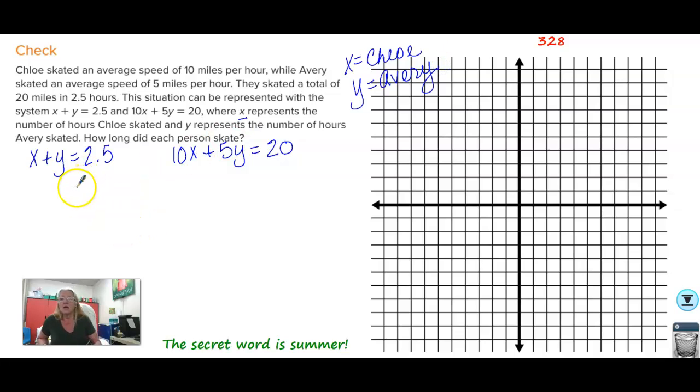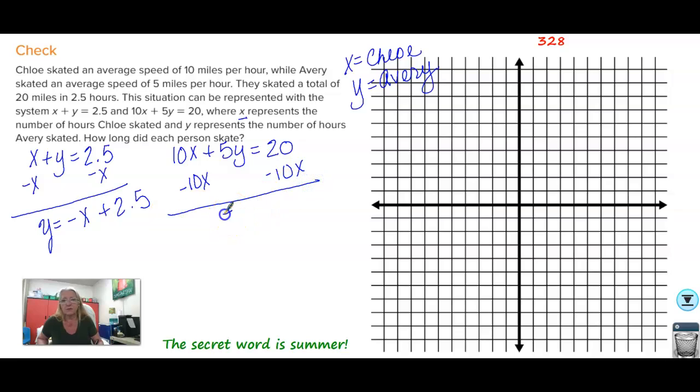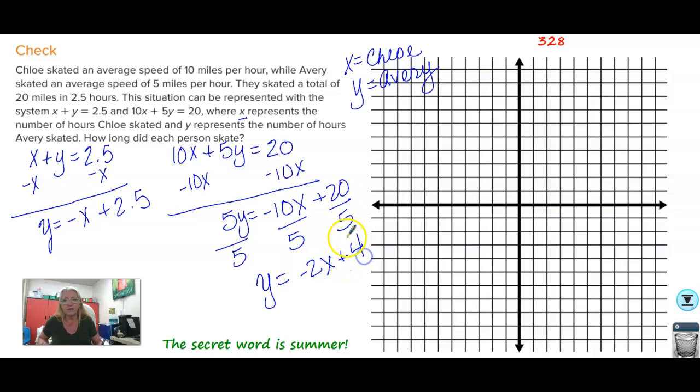Okay. So now we need to get these in slope-intercept form. Starting with this one, we'll subtract x from both sides. That gives us y equals negative x plus 2.5. And this one, we need to get rid of this 10x, so we subtract 10x from both sides. And that gives me 5y equals negative 10x plus 20. Now we have to divide each term by 5, which gives me y is equal to negative 2x plus 4.